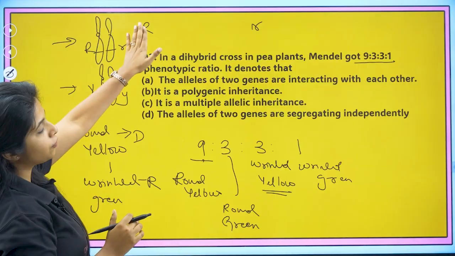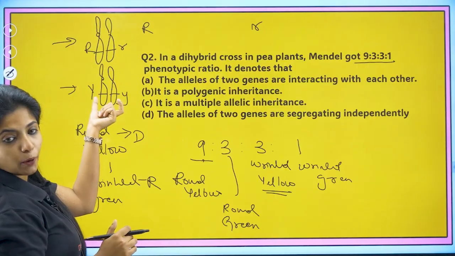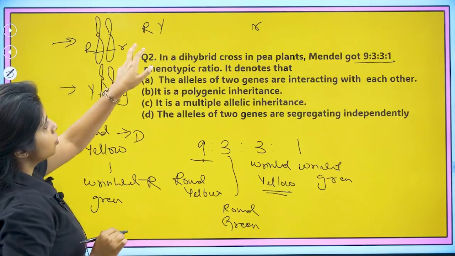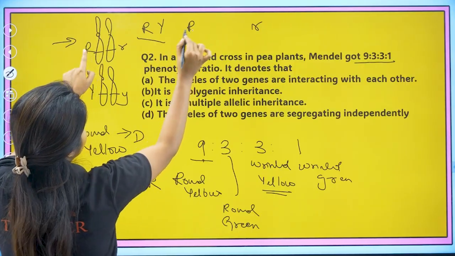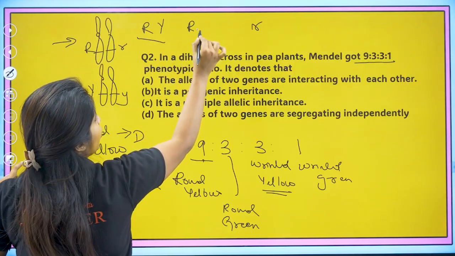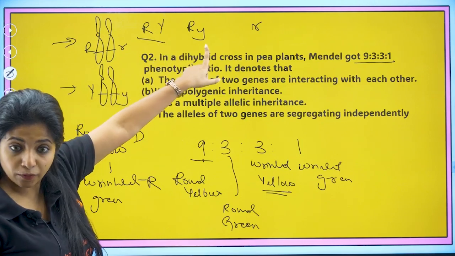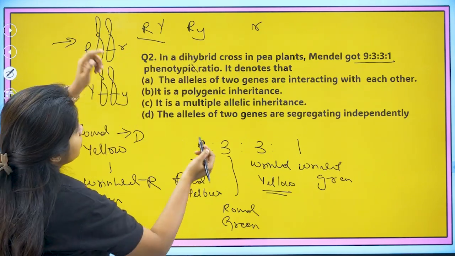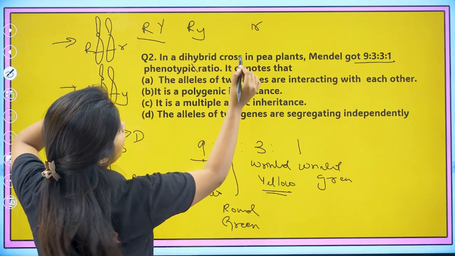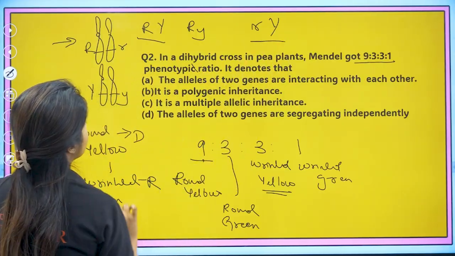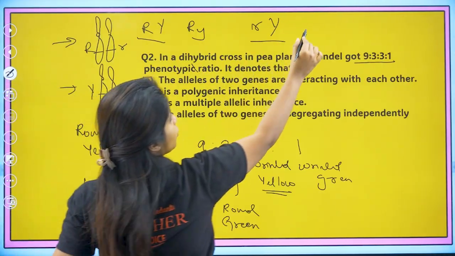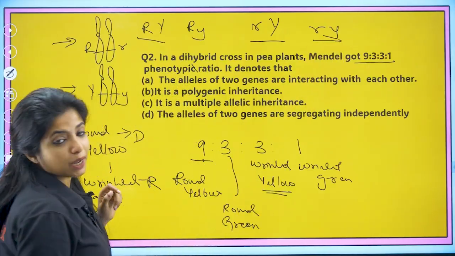Suppose capital R came from here, and from this point you got capital Y. So the gametes are capital R, capital Y. Suppose capital R came from here and from this pair small y came. So you got the next type of gamete. Now over here you have small r coming and then from here capital Y coming. This is the third type of gamete. Now small r and then small y coming. This is the fourth type of gamete.